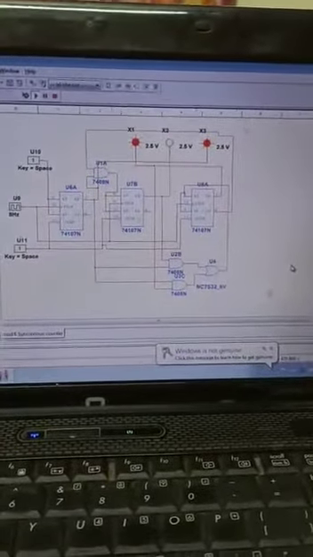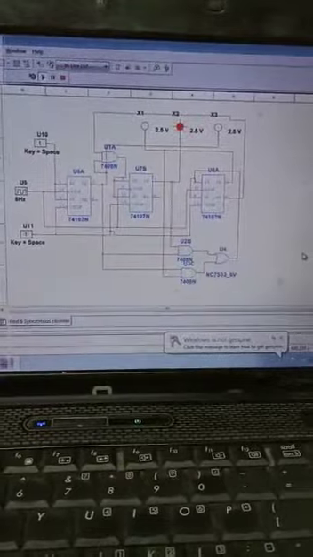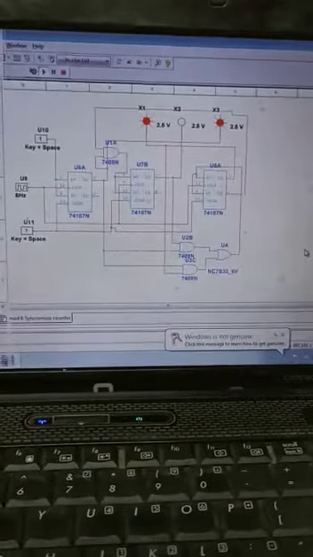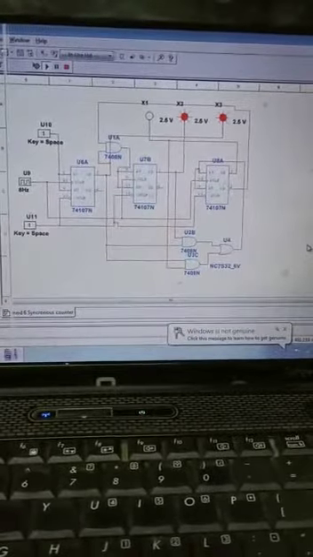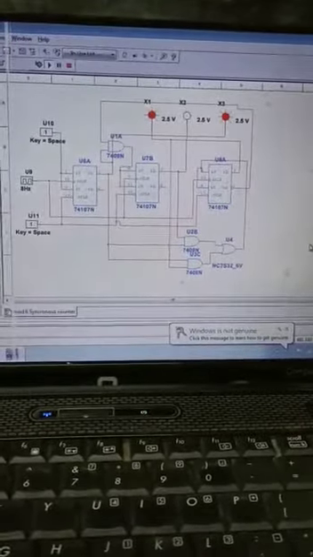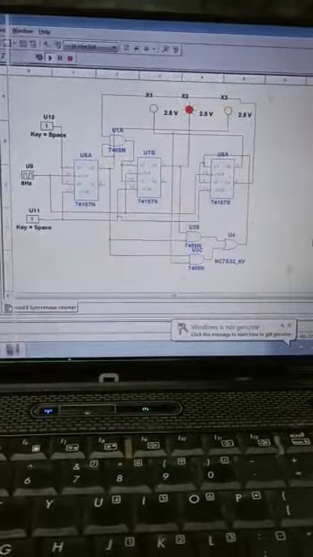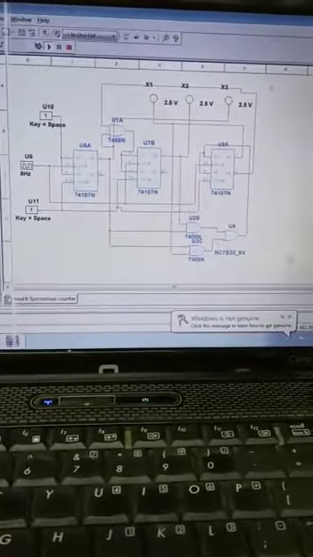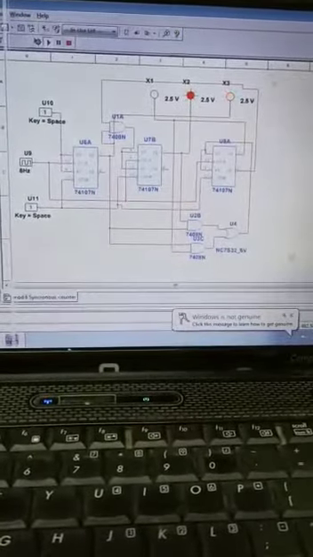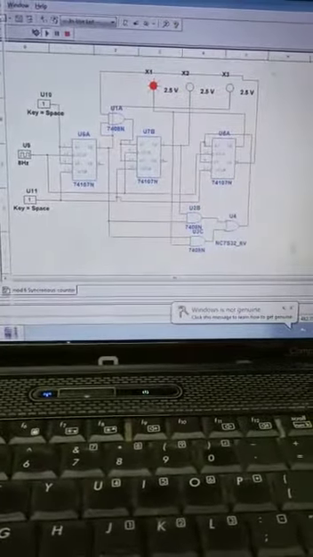So this is a synchronous counter. The main difference is that the clock inputs of all the flip-flops are shorted together and the clock signal is given. So the frequency of the clock input to all the flip-flops is the same, meaning they are clocked simultaneously. In the case of an asynchronous counter, that is not the case.